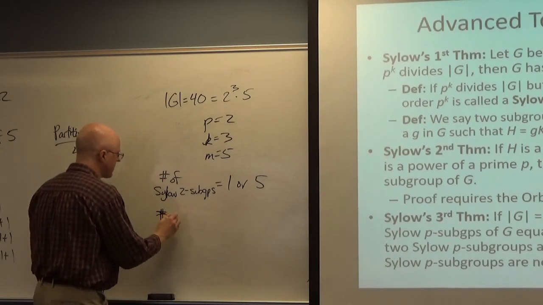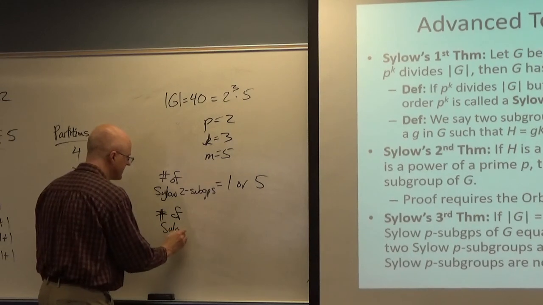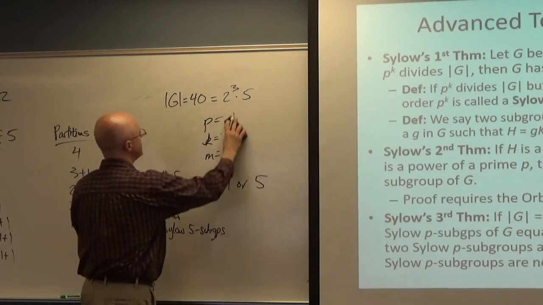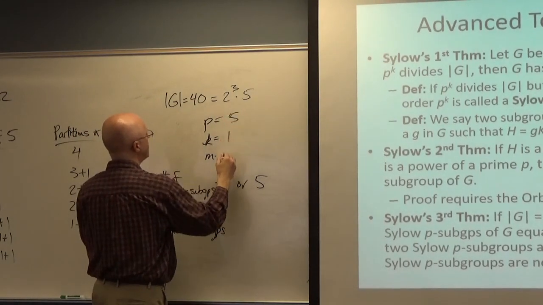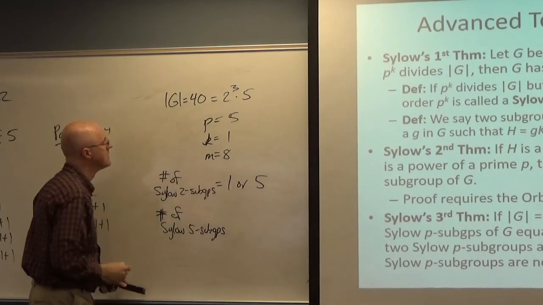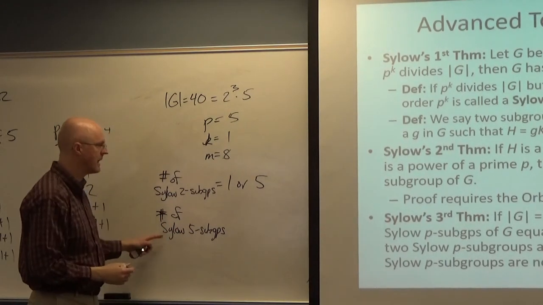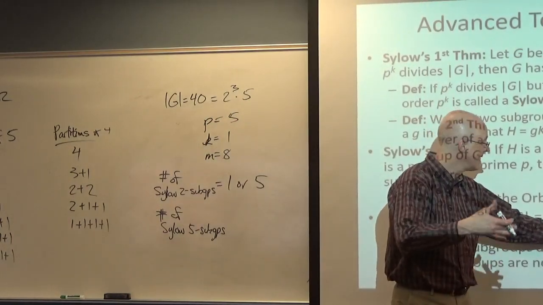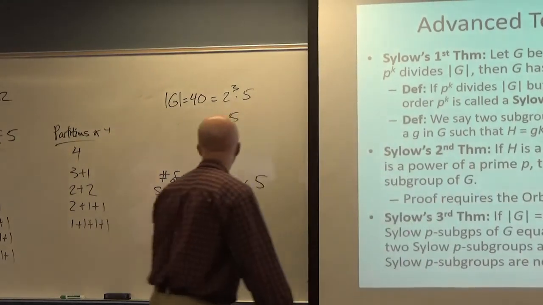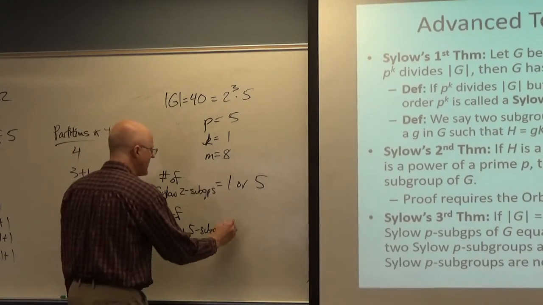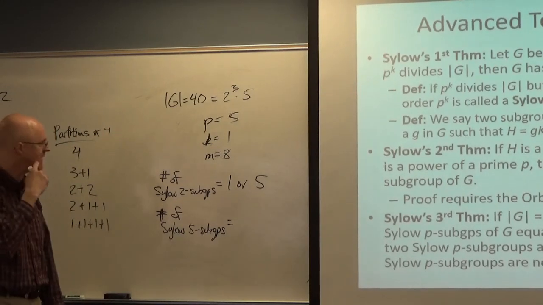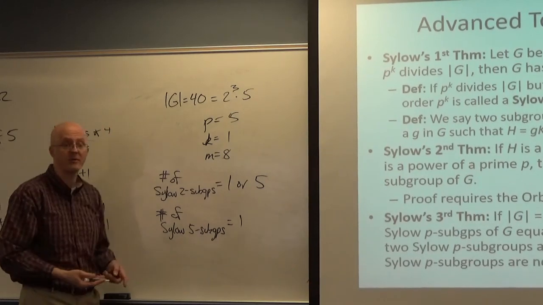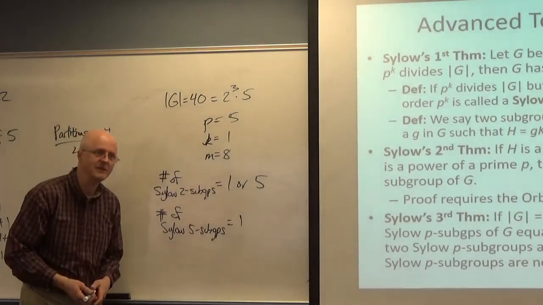And you could do something similar for the number of Sylow 5-subgroups. If we switch around the roles of these things, take p to be 5, k to be 1, and m to be 8, 2 cubed. The number of Sylow 5-subgroups has to equal 1 mod 5. It's got to be maybe 1 or 6 or 11. And divide m, which is 8. The only number equal to 1 mod 5 that divides 8 is 1. Any Sylow 5-subgroup of a group of order 40 must therefore be normal. That's probably useful.